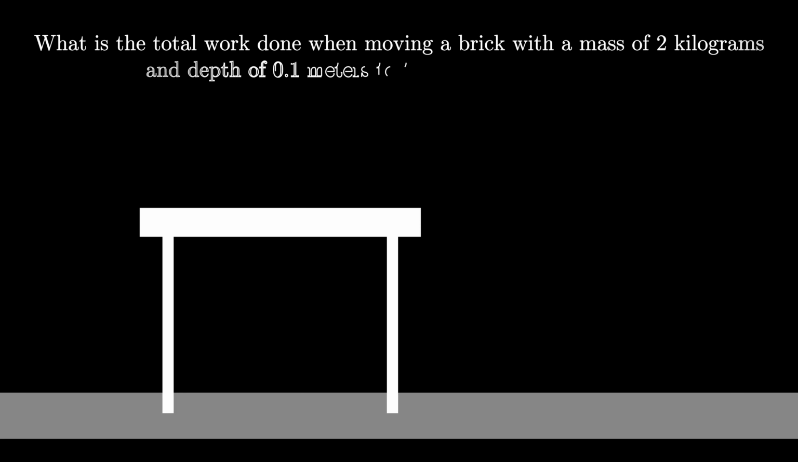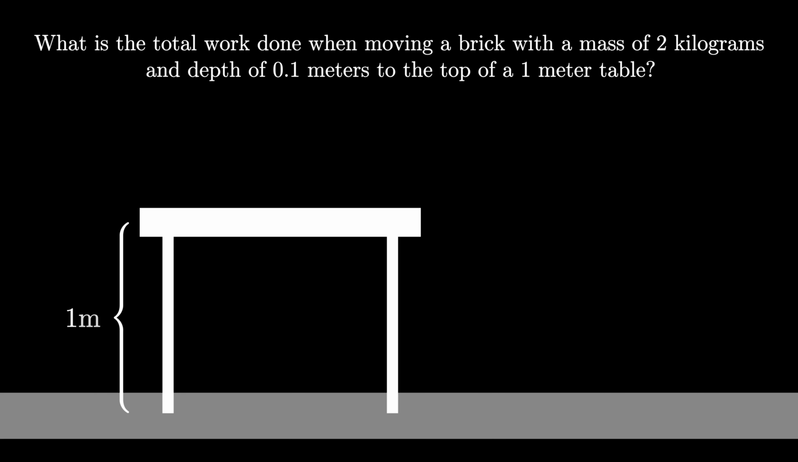For example, let's determine the total work done when moving a brick with a mass of 2 kilograms and a depth of 0.1 meters from the ground to the top of a 1 meter table. Here, the depth of the brick doesn't matter because the entire brick moves exactly 1 meter when the bottom of the brick is rested on the table.